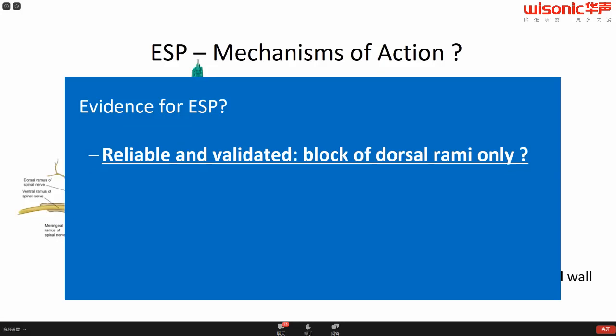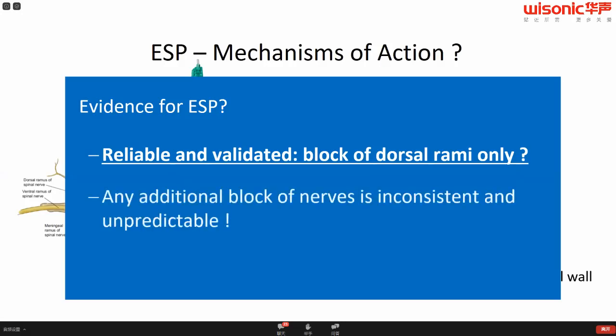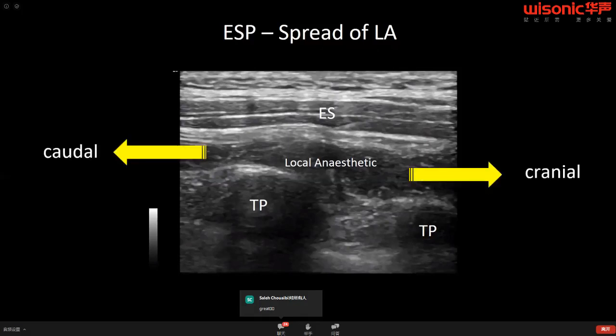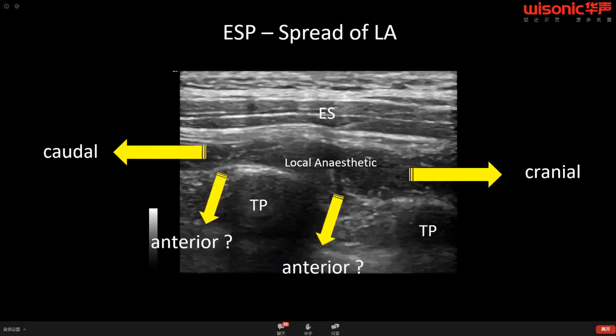Reliable and validated is only that the ESP blocks the dorsal rami. Any additional block of nerves, such as the spinal nerves or the sympathetic nerve, is inconsistent and unpredictable, but it would be very nice if we have a block of these other nerves. What you can always see when you do an erector spinae plane block is the spread of local anesthetics in a craniocaudal direction. But more important is whether there is an anterior spread of local anesthetics so that the spinal nerves and the sympathetic trunks are blocked in the paravertebral space.